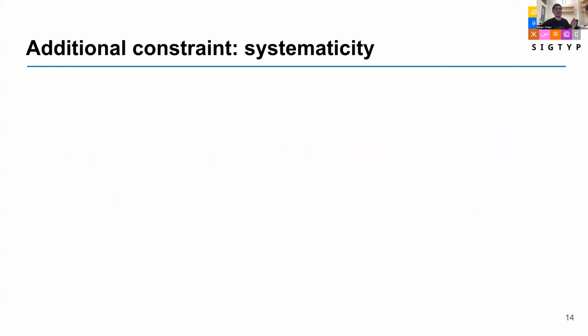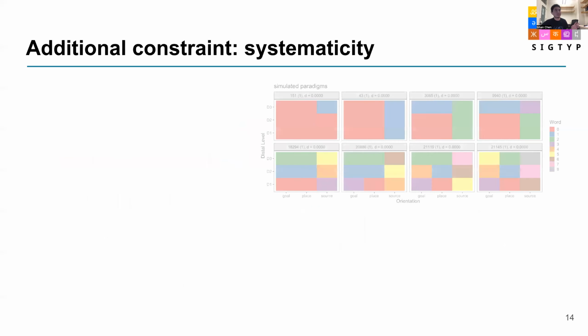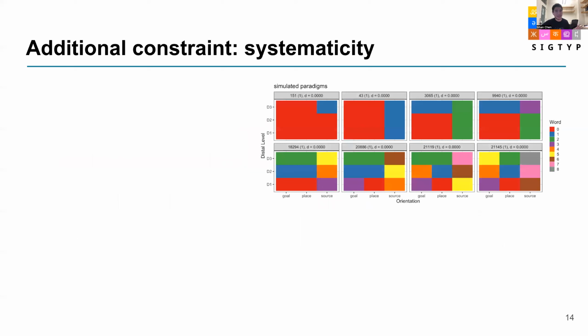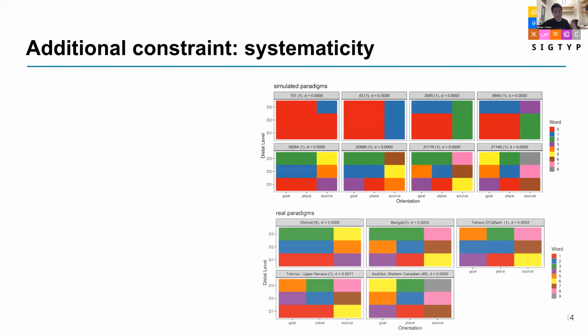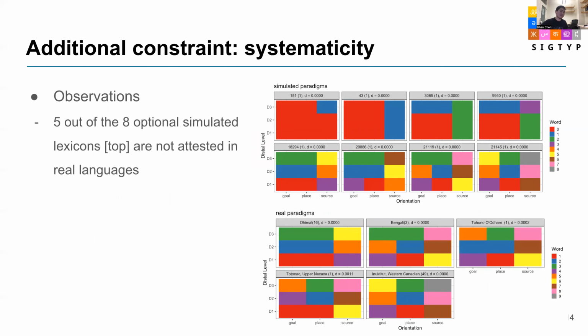What do the most efficient lexicons look like? On the right, we plot the theoretically possible paradigms that are closest to the optimal frontier at the top, and real paradigms in our database that are closest to the frontier at the bottom. We can see from the graphs that many of the optimal simulated lexicons are not attested in real languages. Specifically, there are like 5 out of 8. So these seem to suggest that there might be some driving forces other than communicative efficiency that shape the spatial deictic systems in real languages.